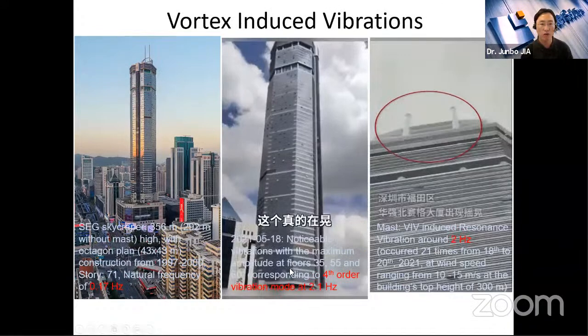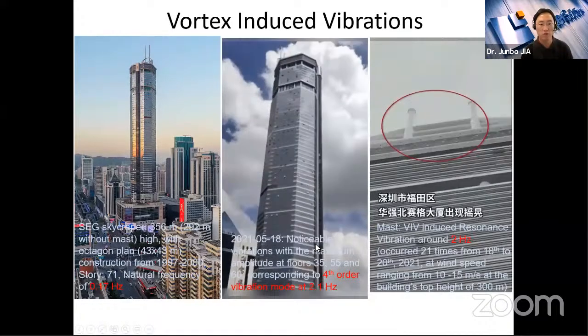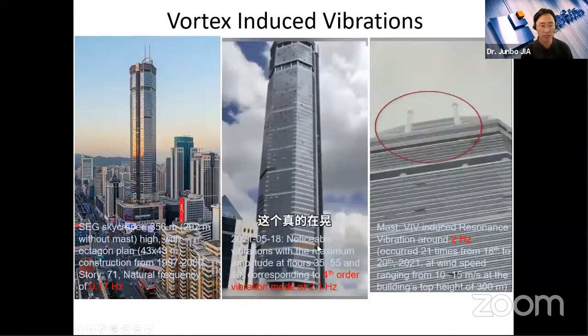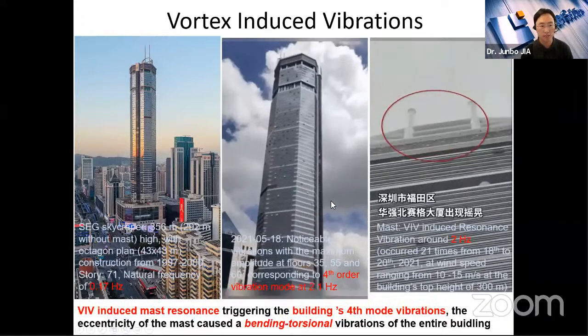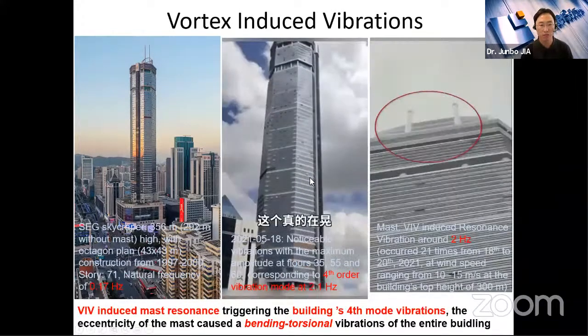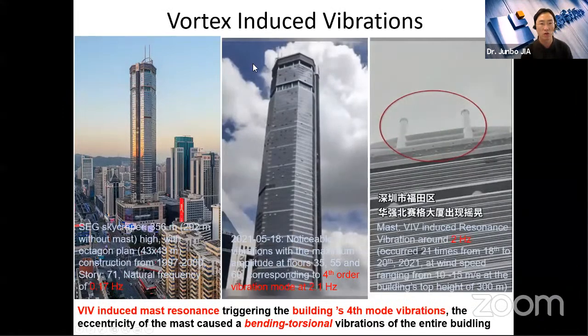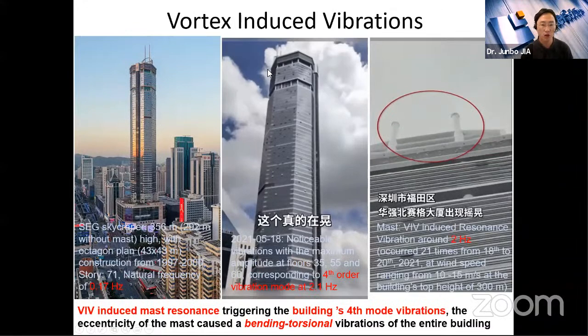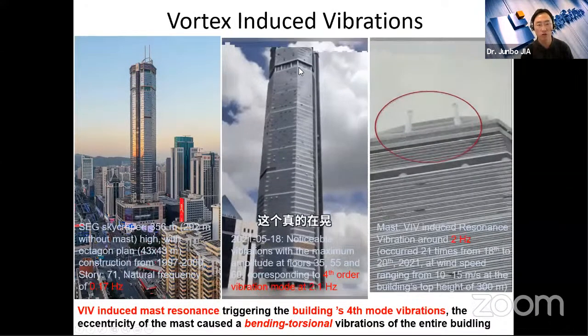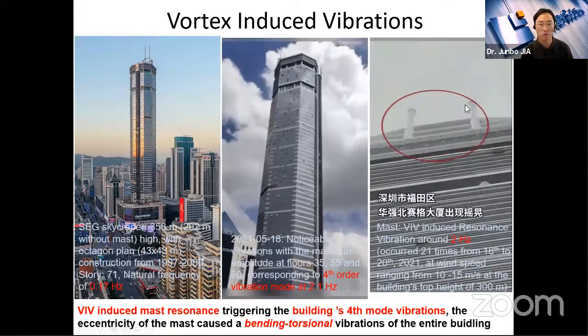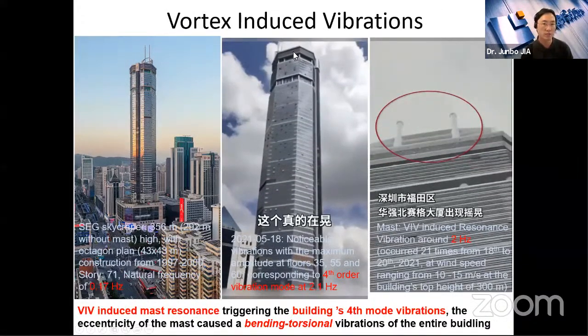So you will see this building has a very noticeable vibration that may not cause any problem for the safety of the building, but it may cause a problem for the comfort and serviceability of the building. The conclusion is that the vortex-induced vibration of the mast resonance triggers the building's fourth mode vibration. And due to the eccentricity of the mast, you will see the mast is not in the center of the horizontal plane of the building. They're on the side, so they're also causing some torsional excitation. So both the bending of the building due to the excitation from the vortex-induced resonance vibration of the mast, together with the torsional excitation, cause a sort of higher order resonance problem for the entire building.